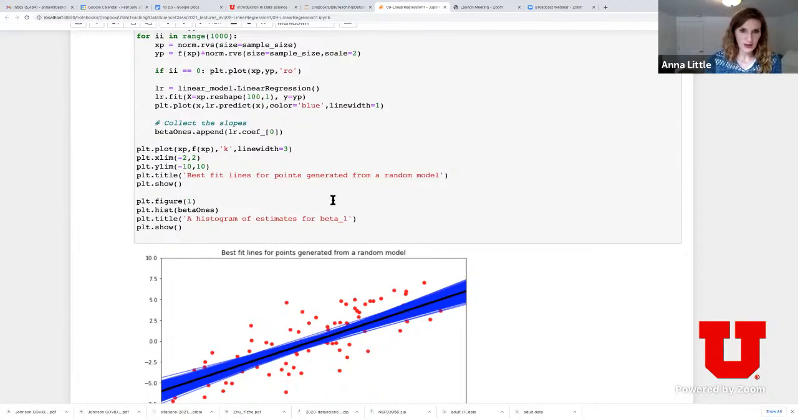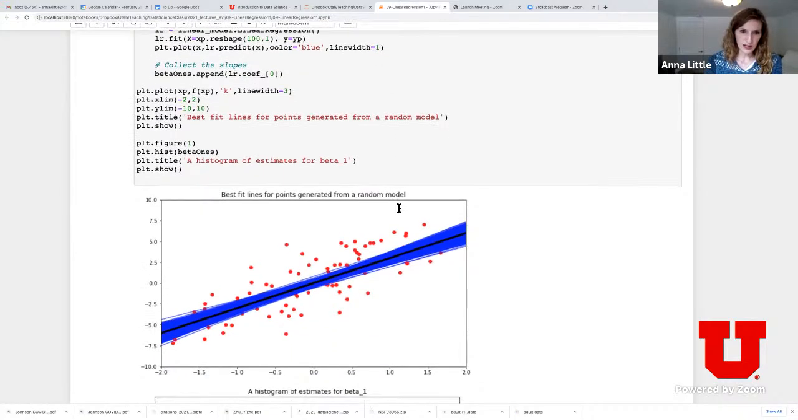Okay, so what do we get? You may want to look through this code in a little bit more detail when you have time. But we can see here this black line is the ground truth, and these red dots are just the plot from one of the simulations. So this is what a typical sample of data looks like. And then all of these different blue lines are the lines of best fit that were computed from all of the different samples in the different simulations.